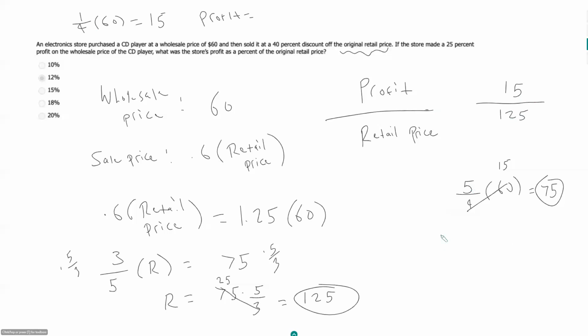So divided by 5. So 15 divided by 5 is 3. 125 divided by 5, we just said, is 25. So 3 over 25, what is that as a percent? So I multiply each of these by 4 over 4 to get my denominator as 100, 12 over 100, or 12%. B.